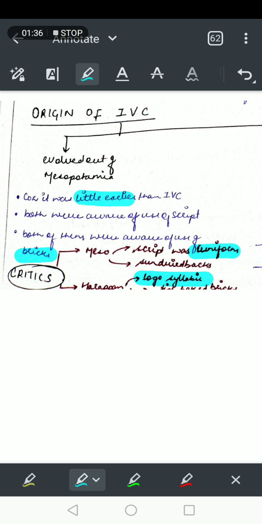So we can see that the Indus Valley civilization was much more advanced than the Mesopotamian civilization. Their script could not be deciphered, and the script is still not deciphered. And they used fire-baked bricks rather than sun-dried bricks.